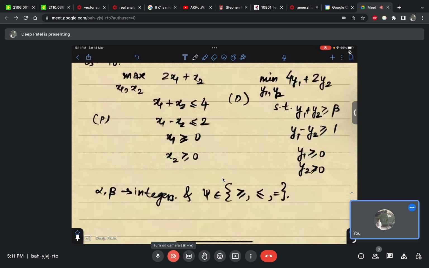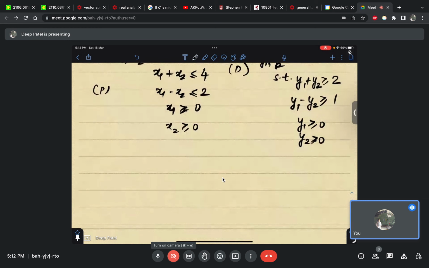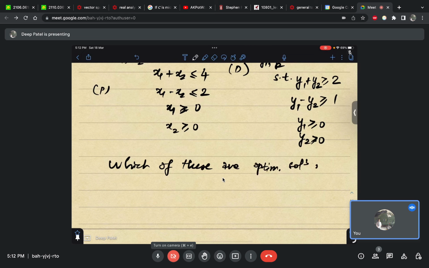Right, I'm just not missing anything, I think. Oh, beta has to be 2, I think. Yeah. So anyway, this is the problem that we are given, and the question is which of these are optimal solutions of primal and dual.